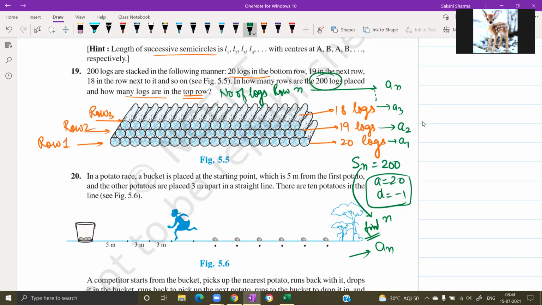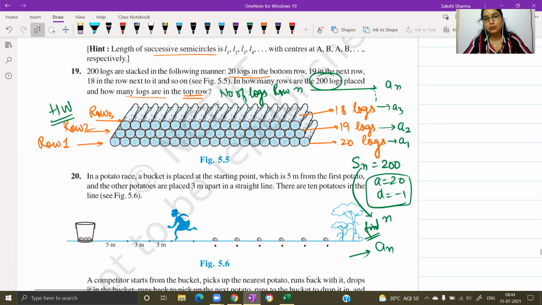Yes, ma'am. हो जाएगा ये क्वेश्चन. I am giving this as homework. All right, that will be all. We'll continue the rest of the work tomorrow. Please complete your work up to 19.